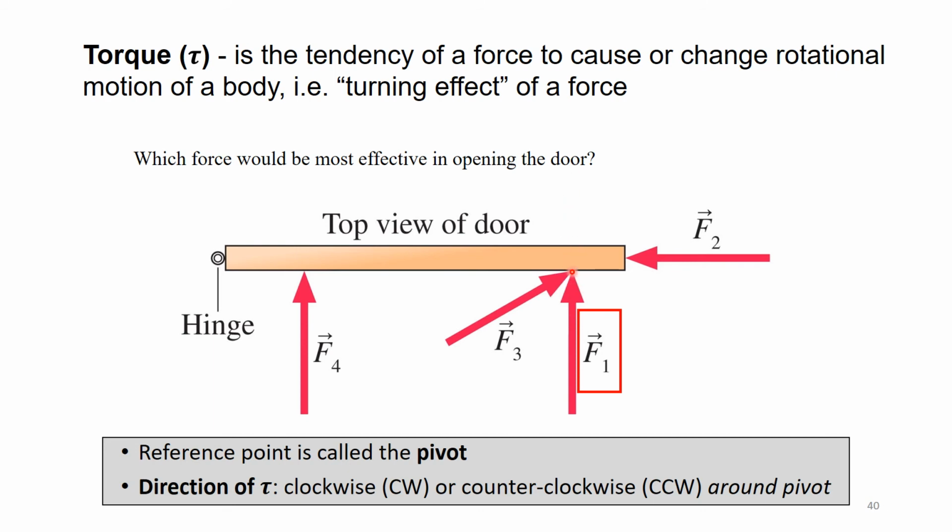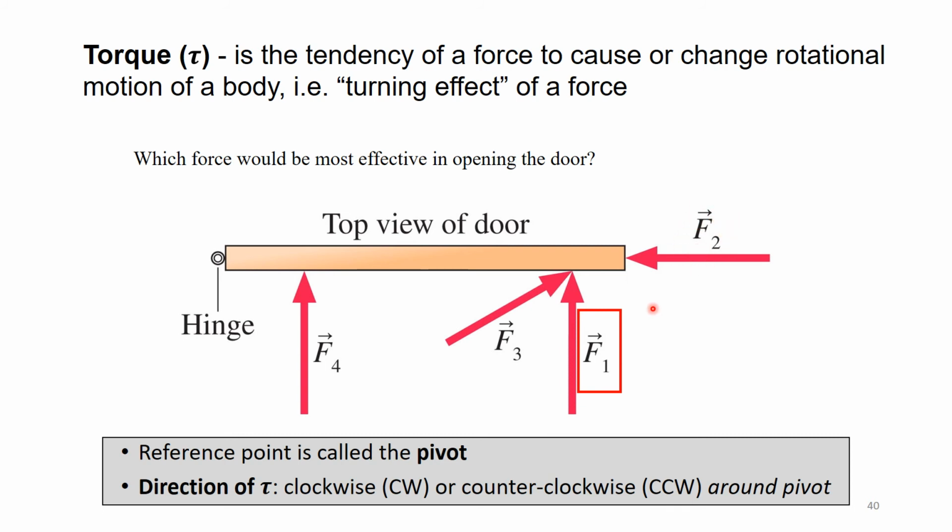So F1 makes a 90-degree angle with the door. So F1 is perpendicular to the door. Okay, so F3 also acts at the same location, but F3 is not perpendicular, so it won't generate as much torque. And then F2 acts further from F1, so it's acting at the end of the door. However, the direction is pointing in the same direction as the beam. It's pointing towards the hinge, so it produces no turning effect.